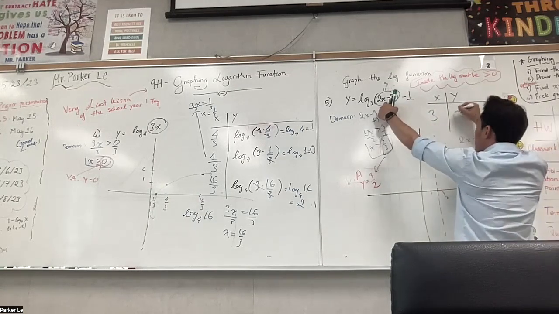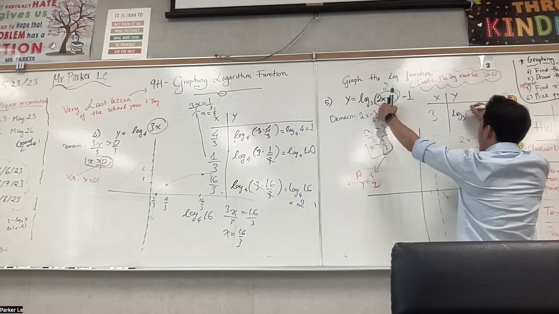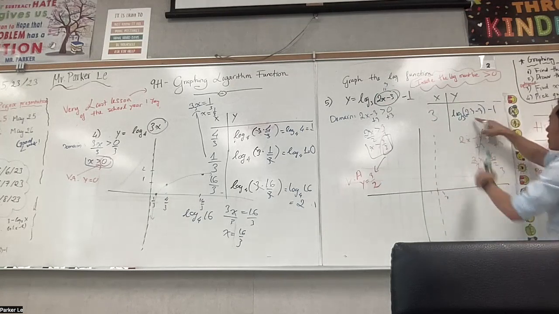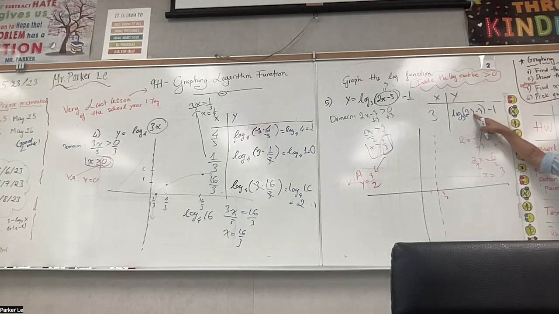Okay, so let's check. Log base 3 of 2 times 3 minus 3. 2 times 3 is 6. 6 minus 3 is 3. Do you see that? So we have log base 3 of 3 minus 1. What is log base 3 of 3? 1. 1 minus 1 is 0.